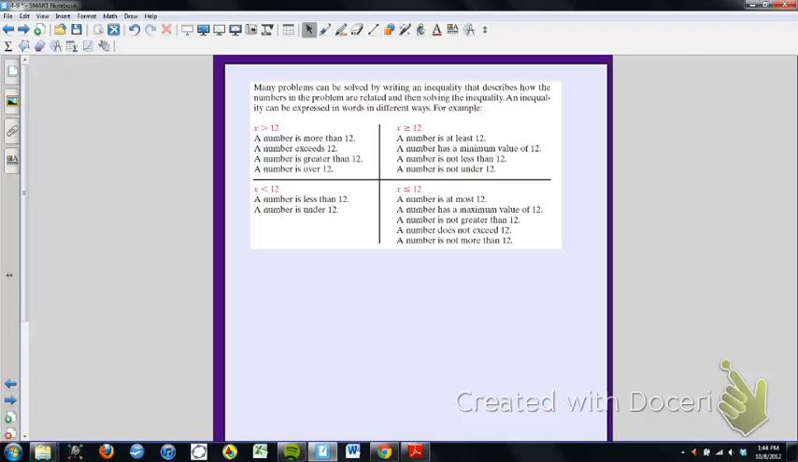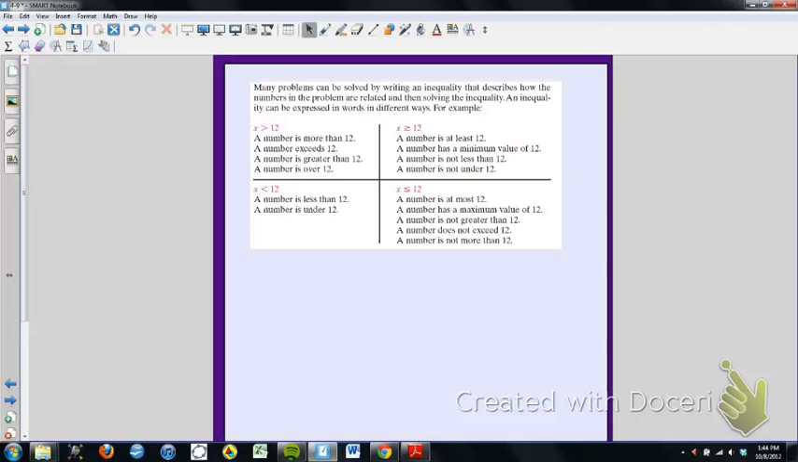For greater than or equal to, a number is at least 12. So it's either 12 or it's larger than 12. A number has a minimum value of 12, all right, so that also says that you can include 12 there, but every number greater than 12 is also included. A number is no less than 12. A number is not under 12. All of these phrases mean greater than or equal to.